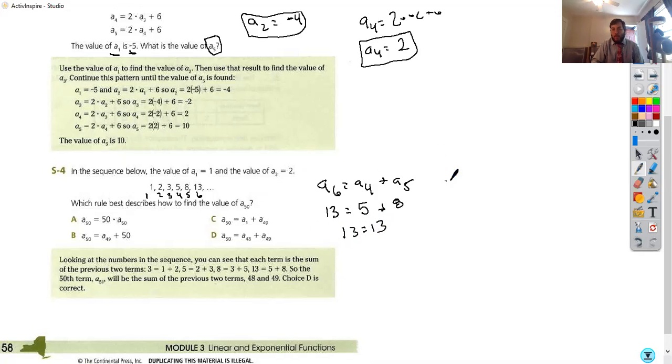So if we're trying to find the value of A50, if we look at this logic here, well, we have to add together the two that come before 50. So the terms that would come before 50 would be A48 plus A49. Those would be the two terms that come before 50, which here is choice D. So that would be the sequence here that we would use to find the 50th term. So again, it's using the terms before the term you're looking for to find the term you're looking for. So now we're going to take a look at the practice problems.